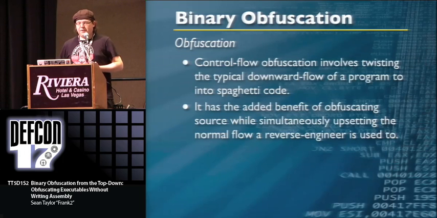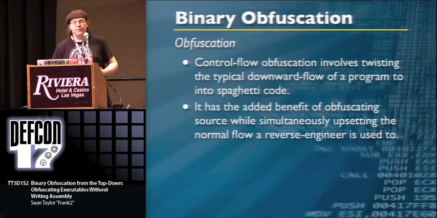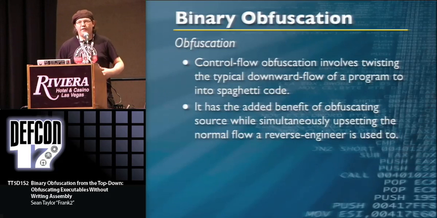Control flow obfuscation basically means twisting the typical downward flow of your program into some sort of nest of spaghetti code. And when you employ this in upper level code, it has a really cool benefit of completely messing with the code and making it illegible and really hard to understand because the data is literally going in a whole bunch of different places.